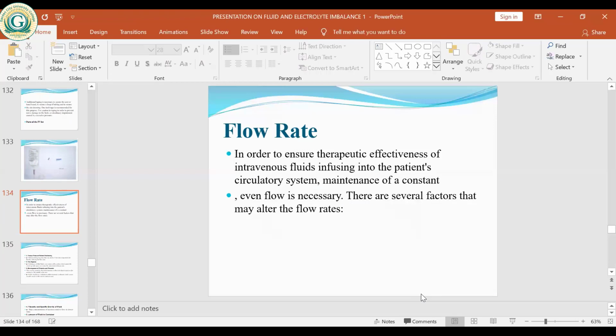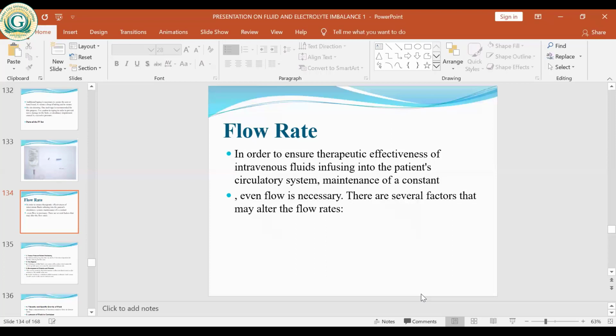Now, the flow rate. In order to ensure therapeutic effectiveness of intravenous fluids flowing into the patient's circulatory system, maintenance of a constant even flow is necessary. There are several factors that may alter or affect the flow rate. So here we want to look at what factors affect the flow rate.